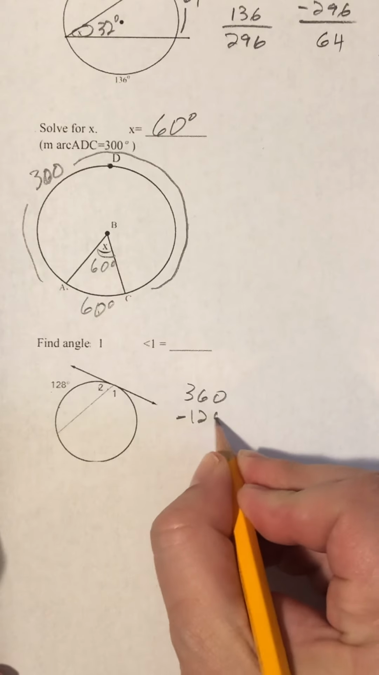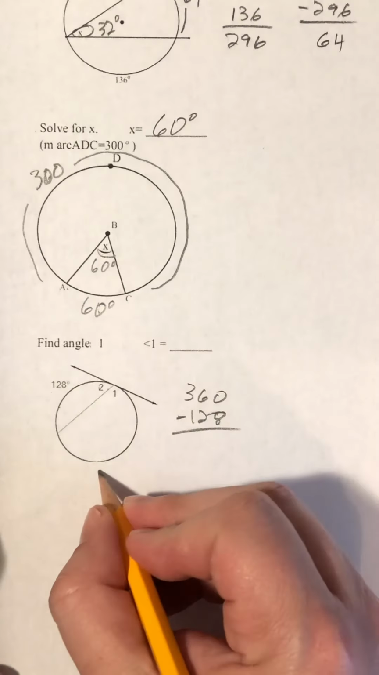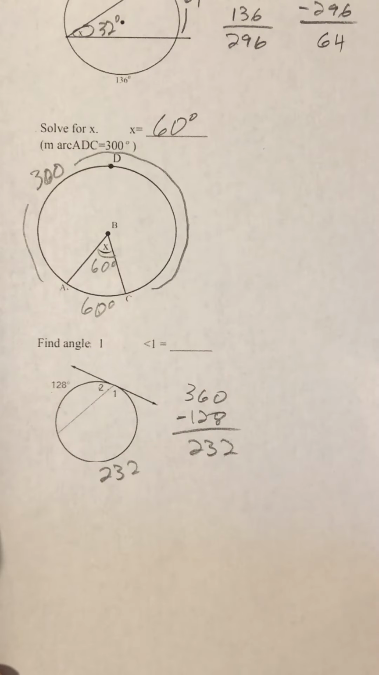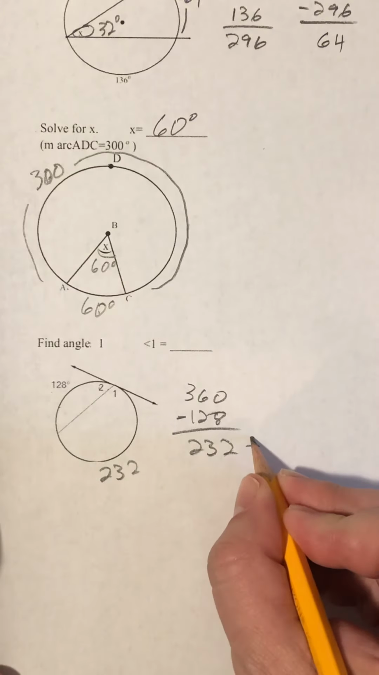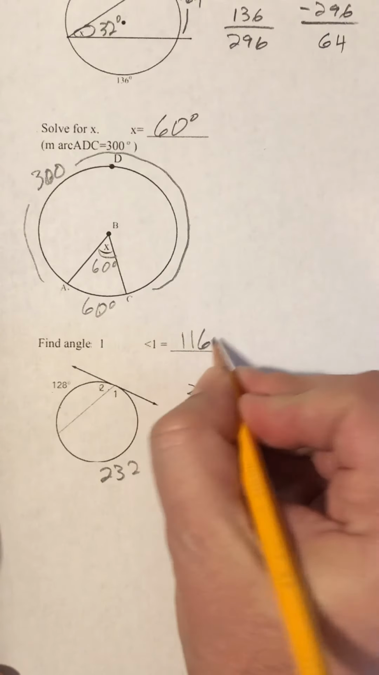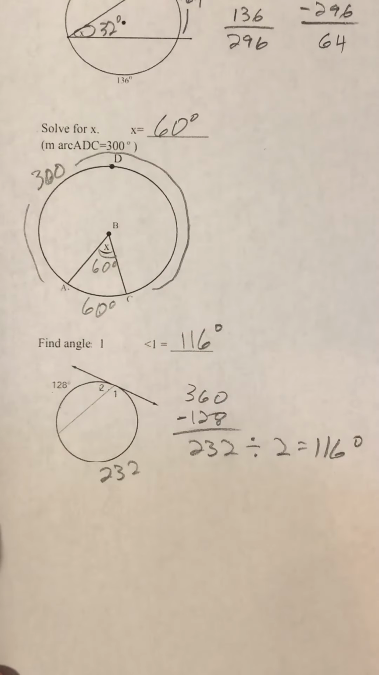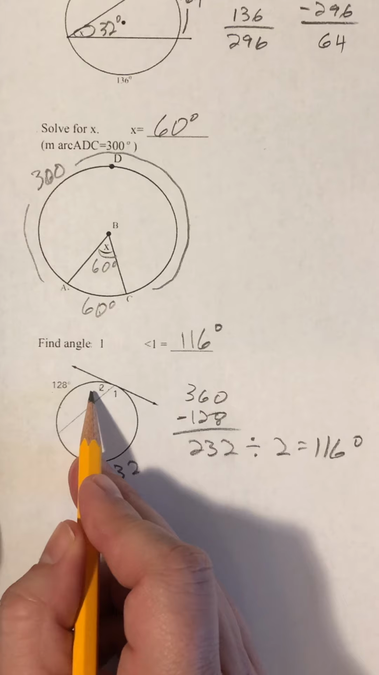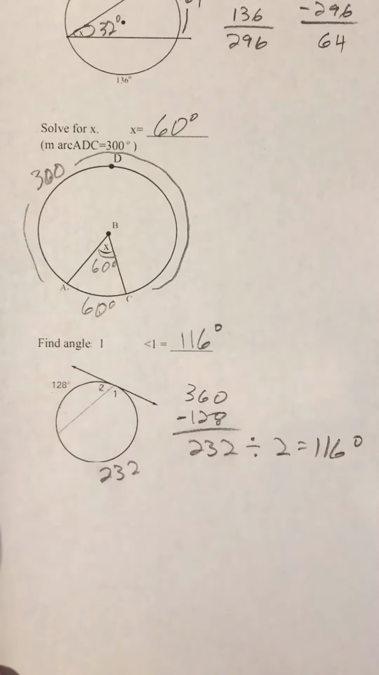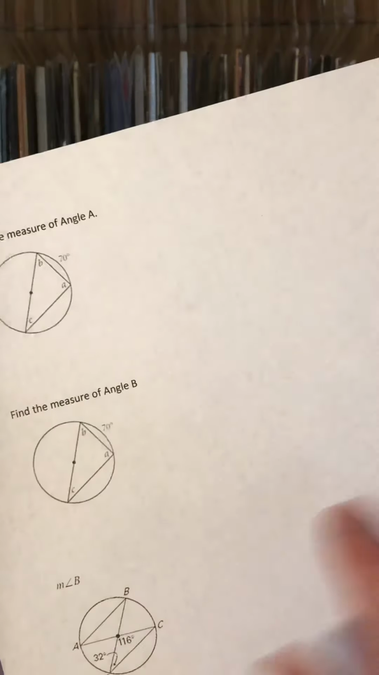So if I take the 360 minus 128, that's going to make this 232. Okay, and then if I divide that in half, that's what angle 1 is going to be. So 232 divided by 2 is going to make that 116 degrees. Okay, there you go. And then this angle over here, of course, would have to be 64 degrees because they're a linear pair. They would add up to 180, and 64 is 1/2 of 128. All right? Okay, let's look at our next example here.